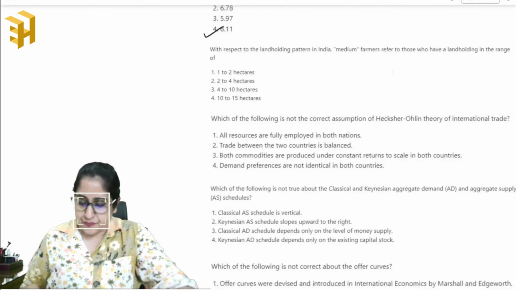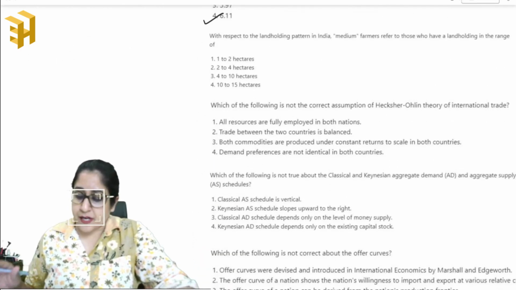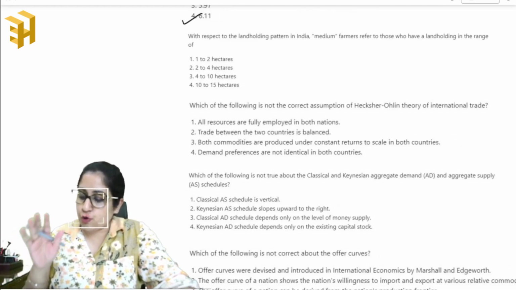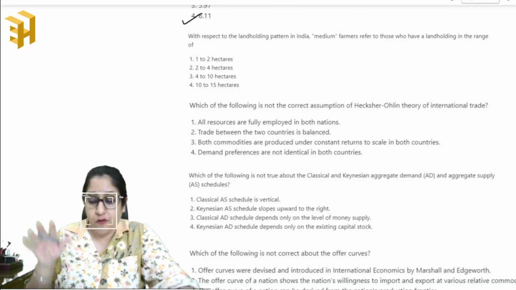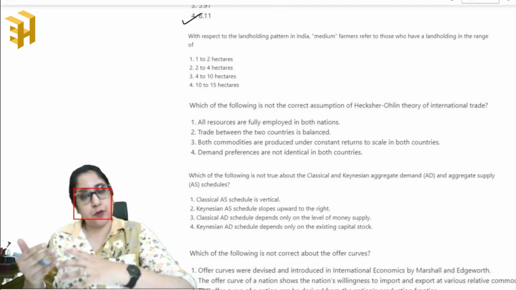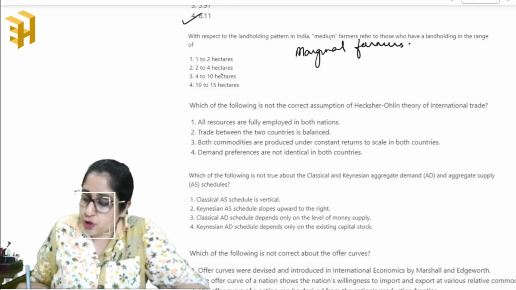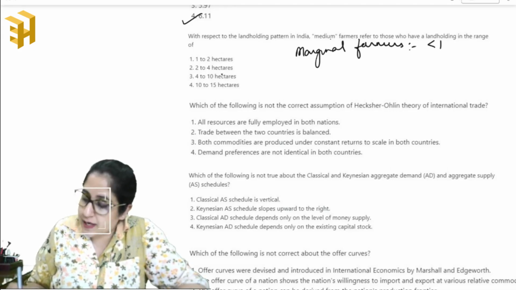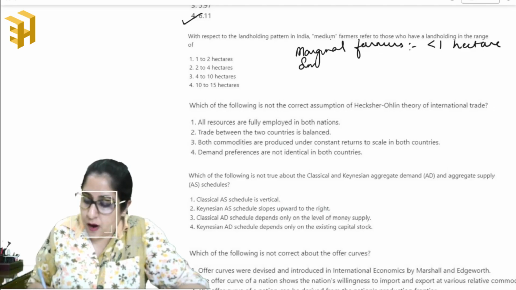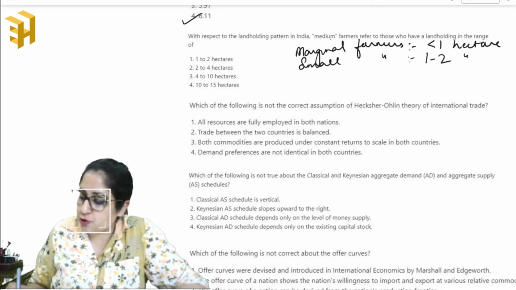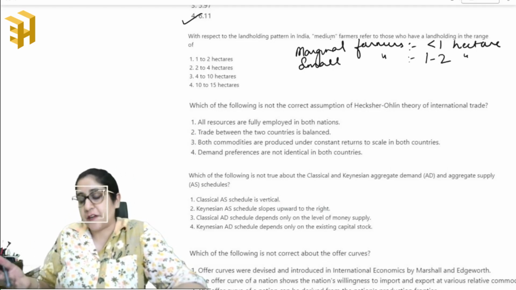Okay. Next, with respect to the landholding pattern in India, medium farmers refer to those who have a landholding in the range of, now it is important, just keep a note of it, that marginal farmers are those who have a landholding of less than 1 hectare. Okay, small farmers are those who have a landholding of 1 to 2 hectares. This is according to the government definition.